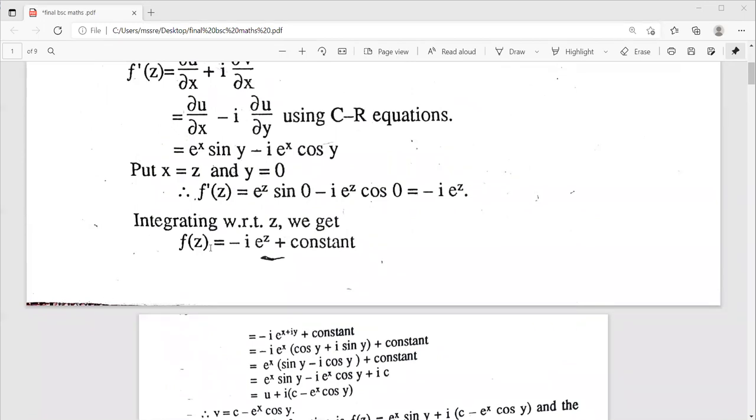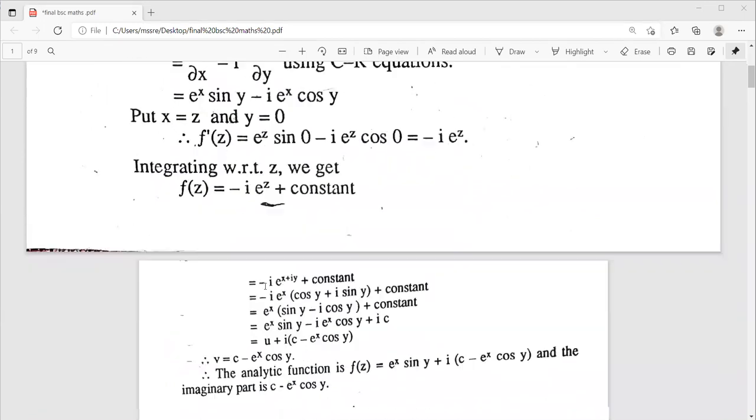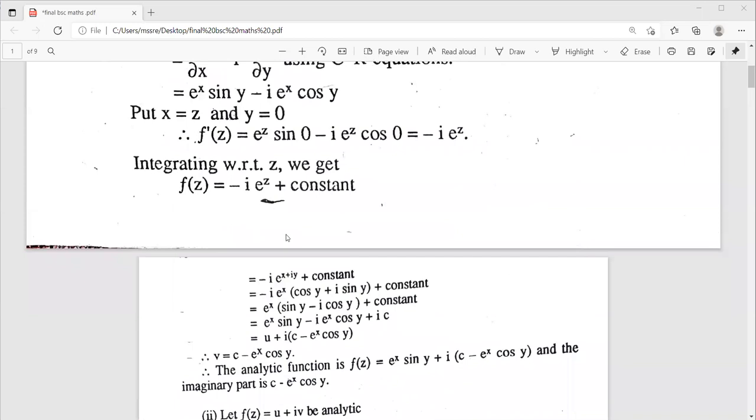Next, you have to find the imaginary part of this function. For that, put z equals x plus iy. So you will get minus I into e raised to x plus iy plus constant. So it is minus I into e raised to x into e raised to iy. But what is e raised to iy? E raised to iy is cos y plus I sin y, because e raised to I theta is cos theta plus I sin theta. That is Euler's formula, plus constant.